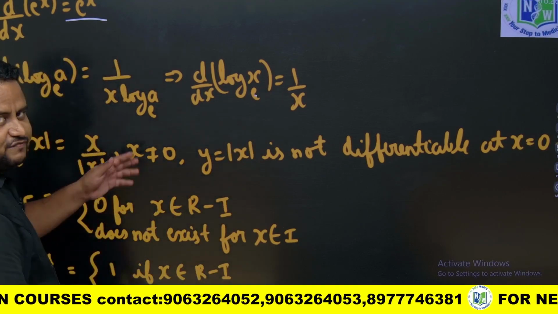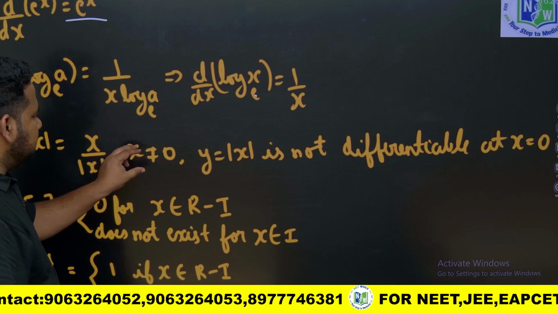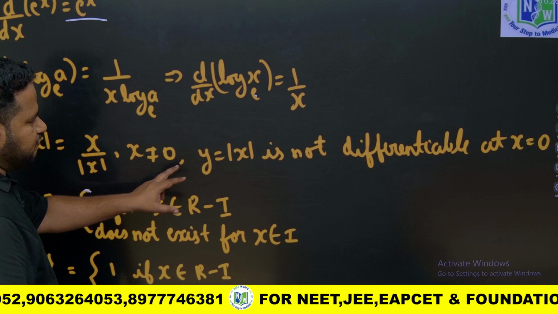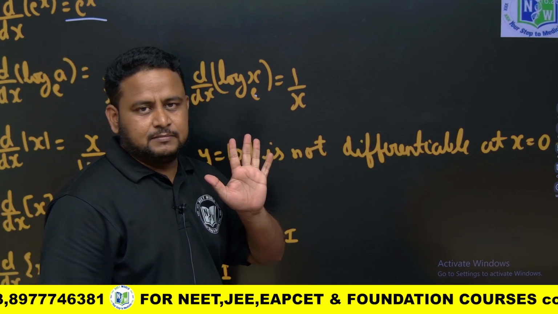Okay, if A is not there. Now the derivative of mod x you should know: x by mod x, for x not equal to 0. Derivative of the greatest integer function, they won't ask this, but still you have to know. But y equals mod x is not differentiable at x equals 0. Please keep this in mind.